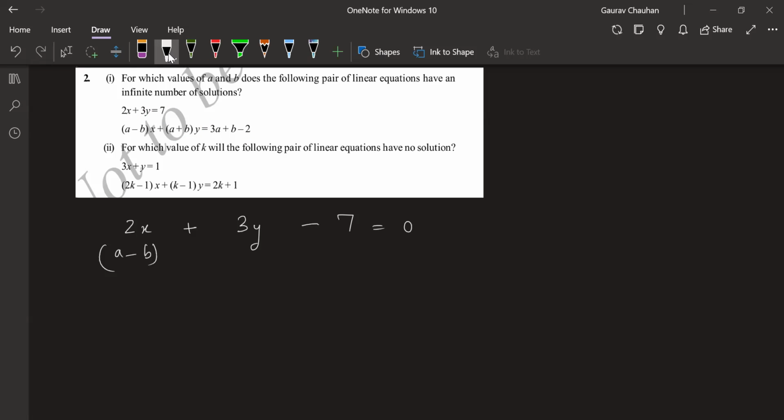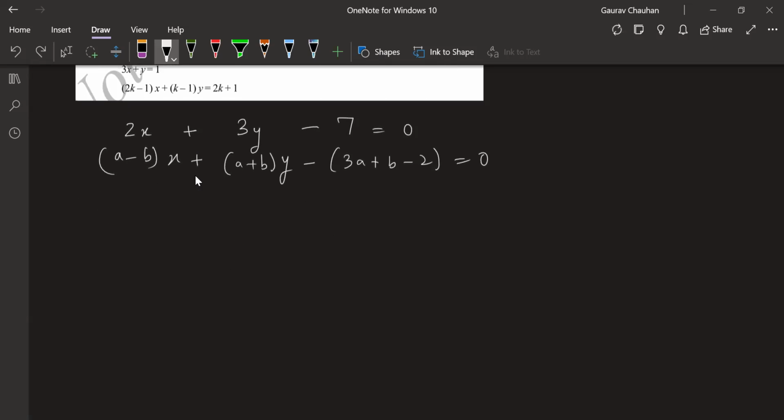So (a minus b) into x plus (a plus b) into y minus (3a plus b minus 2) equal to 0. Yeah, I could have put minus for everyone; I just put minus for everything together, taking the constant on the left side. Now again, a and b are there. It is trying to be a little confusing, but let's think about it properly.